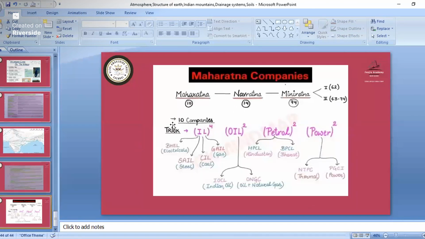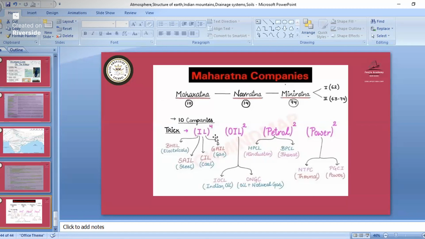Okay. And about the Maharatna companies, this is an extra topic I have brought for you. You can get a question from this on one page, because one question has come from this already, so I brought it for you. Total Maharatna companies are 10, Navratna is 14, Mini Ratna is 74. So you must know which are the companies in the Ratna category.